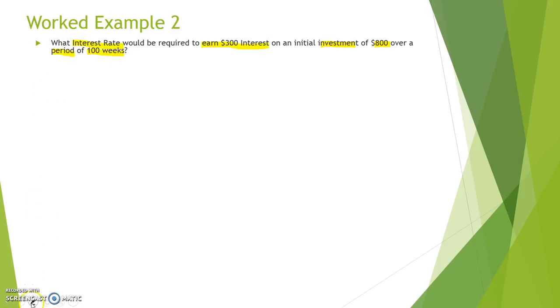So let's summarize that information. I is $300, earning $300 of interest gives us I. Investment means P for principal, so that's $800. Our interest rate we don't know, put a question mark. And our period of time is 100 weeks. We know from last lesson that to convert weeks to years, there's 52 weeks in a year, we divide by 52. So 100 divided by 52 is approximately 1.923 years.